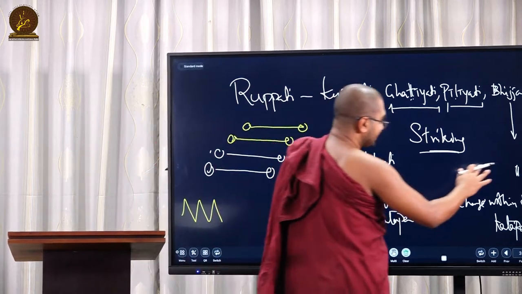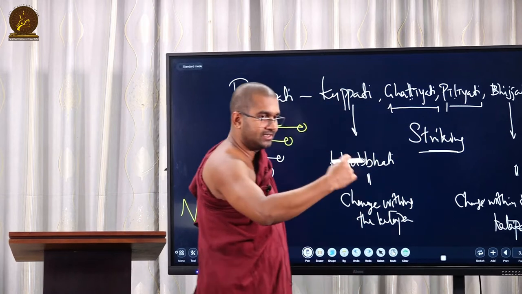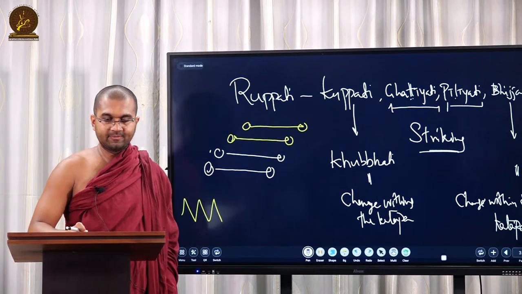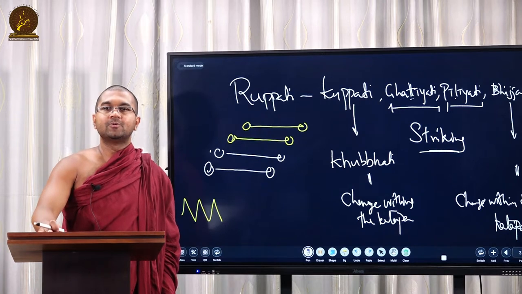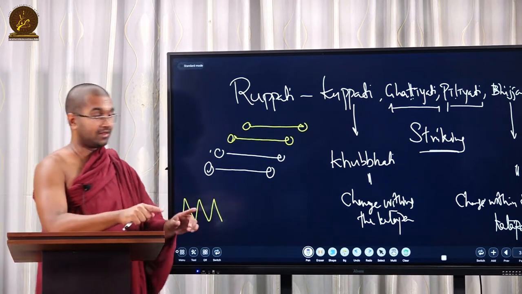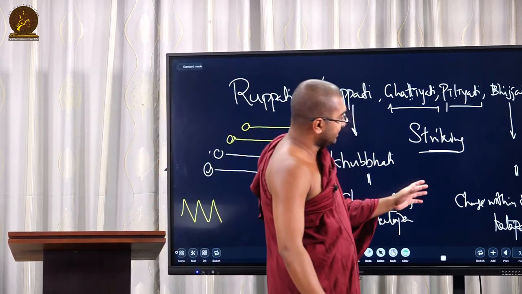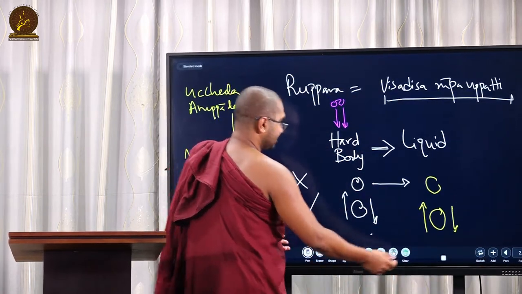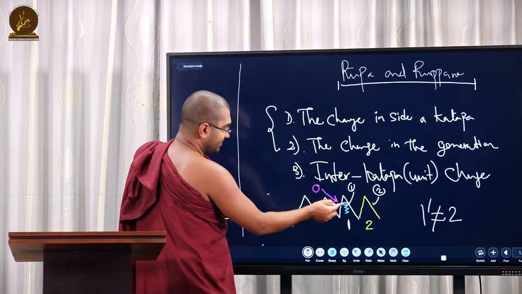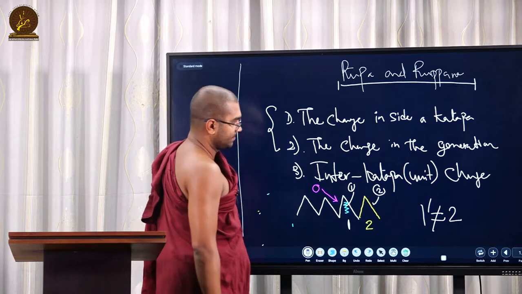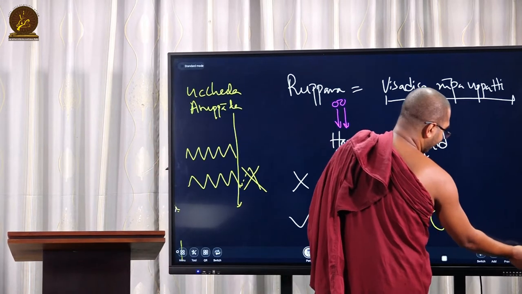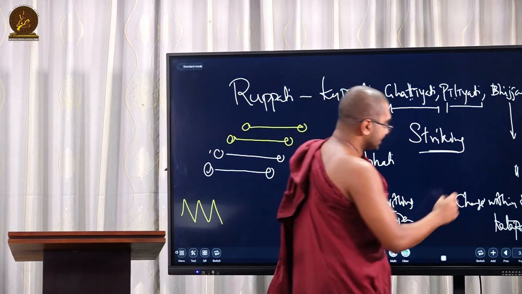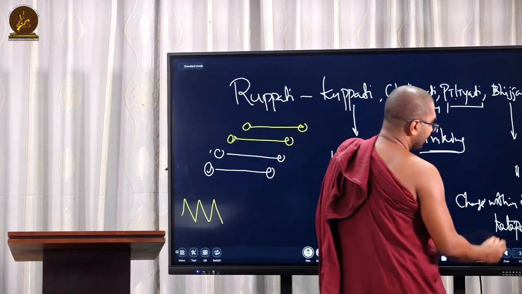Now with the word bijjati, he refers that a change happens in new rupa after the passing of the previous one. Even Mulatika says that the passing of the previous rupa causes the happening of the new rupas differently. So he's referring to the generational change as well. Please keep in mind, with the term bijjati, he refers to both the change within the kalapa and the generational change. Kuppati mainly refers to the change within the kalapa, but bijjati indicates the change within the kalapa and also within the generation.